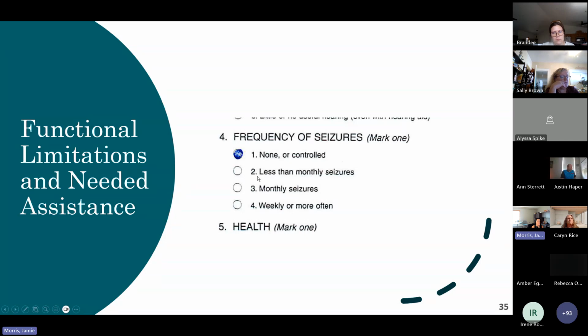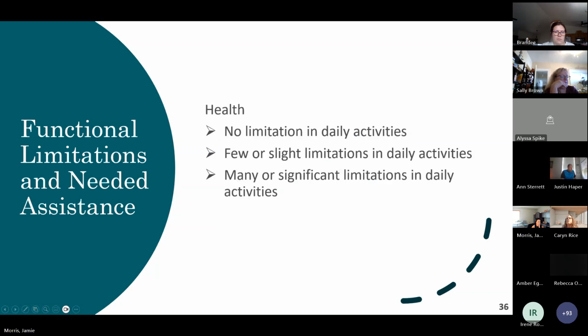Michelle is lucky. She is a fortunate person. She does not have any seizures at this time, so we are going to put none or controlled. Number 5 is health. Again, we are choosing 1. The options are here: no limitation in daily activities, fewer slight limitations in their daily activities, or many or significant limitations in their daily activities.